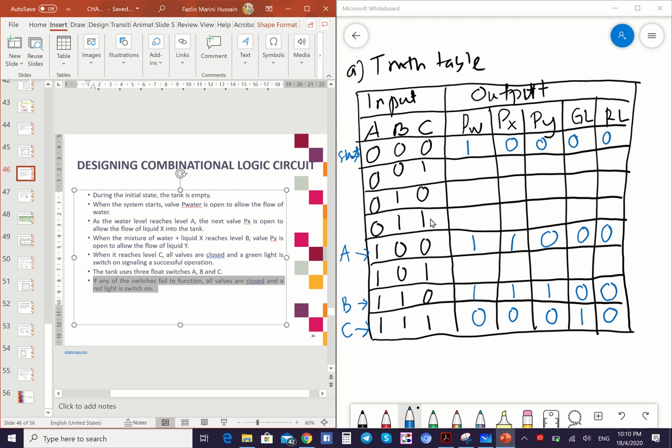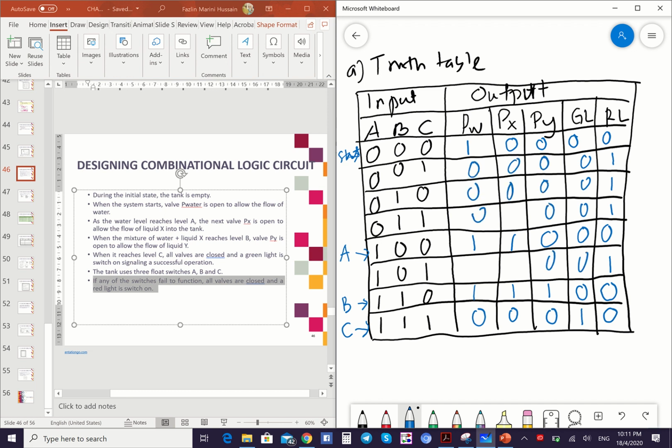Based on this elaboration and the truth table that we have done, we have several combinations that don't have any value for the output. For example, the second row: which level of the liquid in the tank? C equal to 1, B 0, A 0 means float A off, float B off, float C on. This is not logical. So the other combinations represent failure to function; maybe the floats fail to function. When the float fails to function, you put the output based on the last statement: all valves are closed and the red light is switched on, and the other values are 0 because closed.